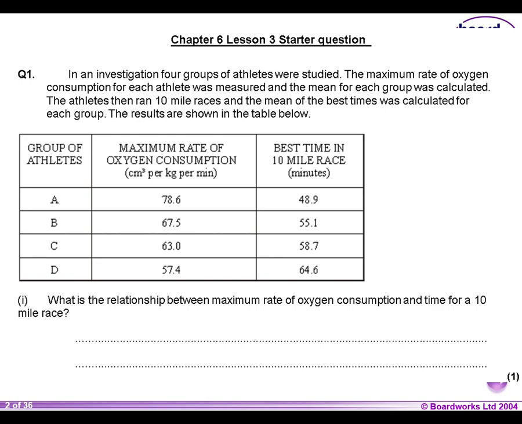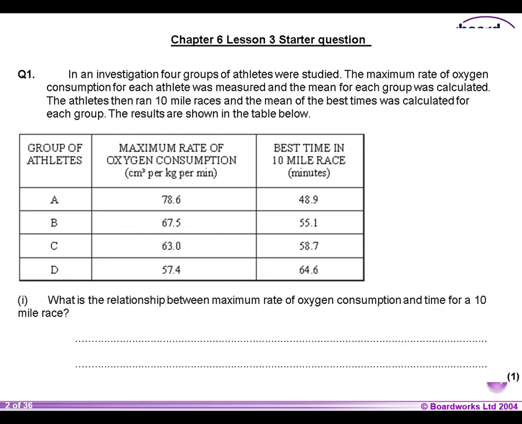In an investigation, 4 groups of athletes were studied. The maximum rate of oxygen consumption for each athlete was measured and the mean for each group was calculated. The athletes then ran 10-mile races and the mean of the best times was calculated for each group. The results are shown in the table below.